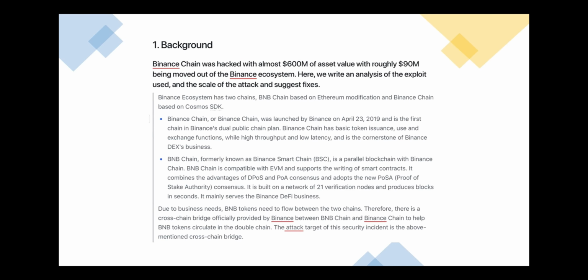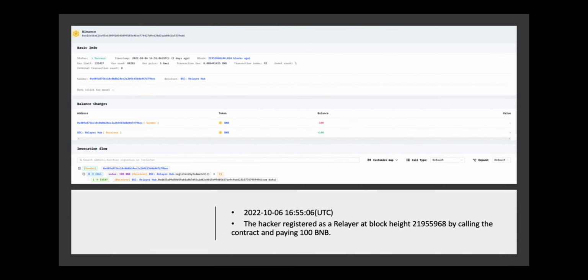Let's give some background here. The Binance chain was actually hacked for almost 600 million of asset value, and then roughly 90 to 100 million has been moved out of this ecosystem. The exploit is rooted very deeply, which is very interesting, in the Cosmos chain library, which is heavily used by other infrastructure builders. I'll show some cases later.